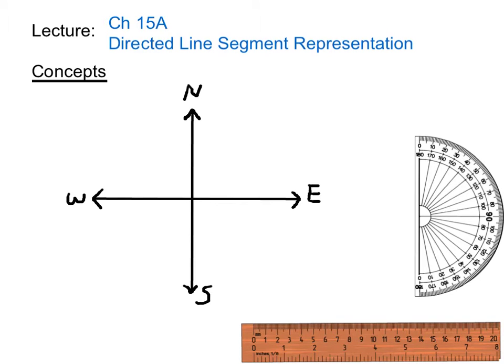In this video, we're going to look at Chapter 15, Section A, on directed line segment representation. Let's consider a bus that's traveling at exactly 100 kilometers an hour in an exactly southeast direction. We know that southeast is 45 degrees south of the east line and 45 degrees east of the south line.